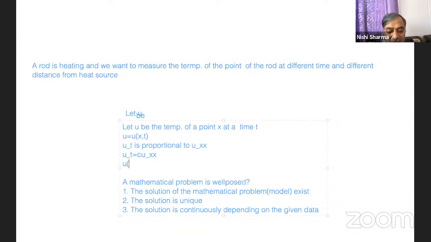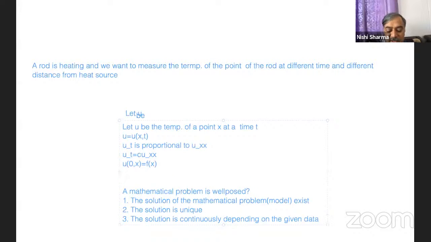So we can have the temperature profile of the rod initially. At each point of the rod, before starting the experiment or process, suppose the temperature is given by f(x). This is the initial temperature profile of the rod. So one condition is this.